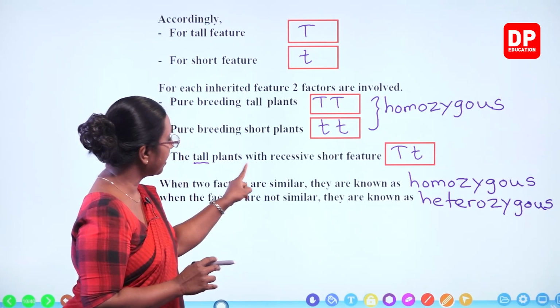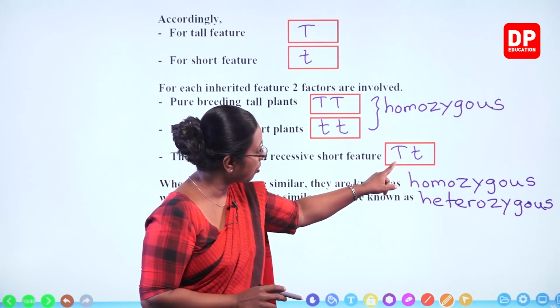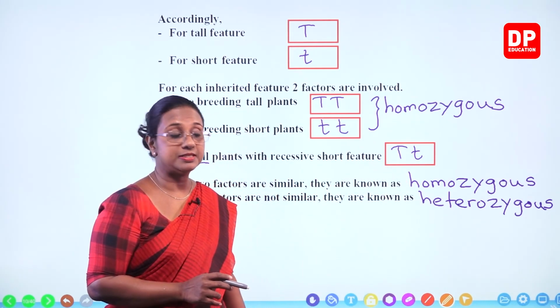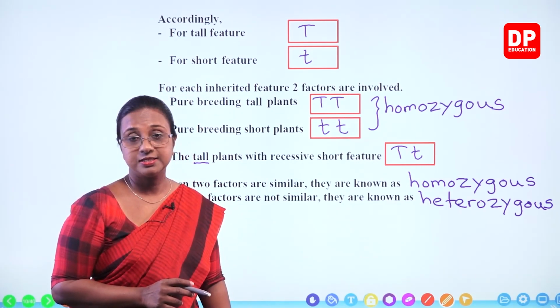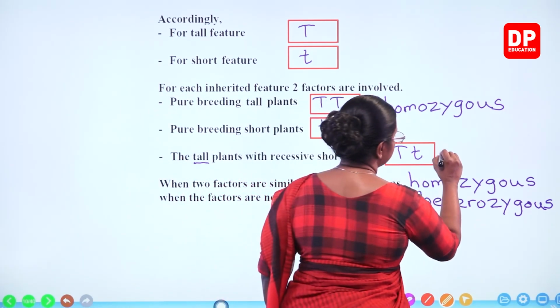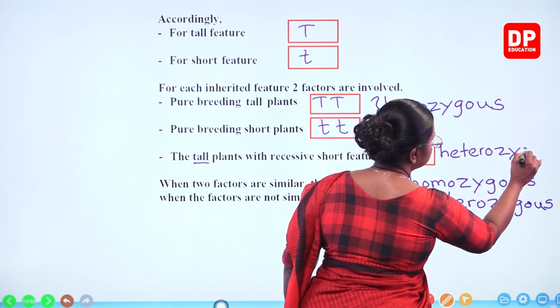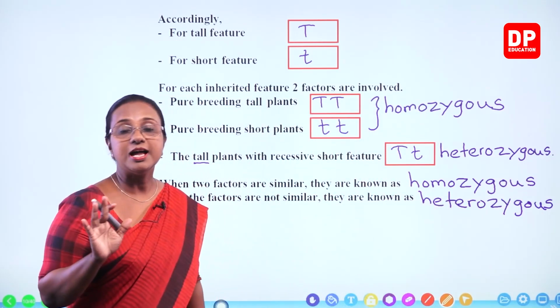Whereas the tall plant with recessive short feature. Here there is a tall feature, capital T, short feature, simple t. That is what is known as heterozygous. Heterozygous. Do you all understand that?